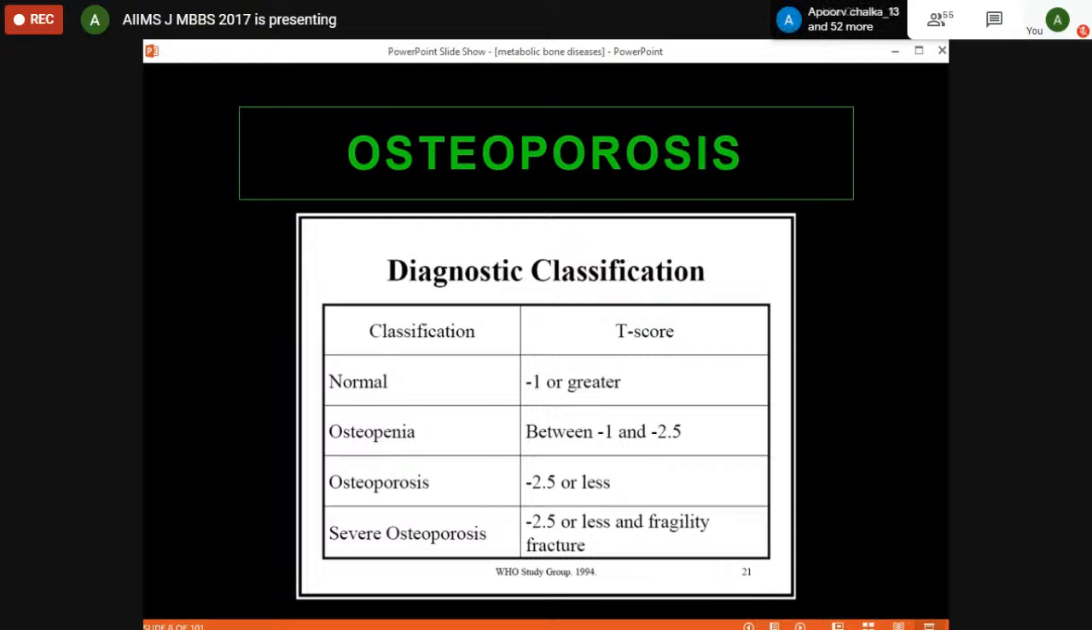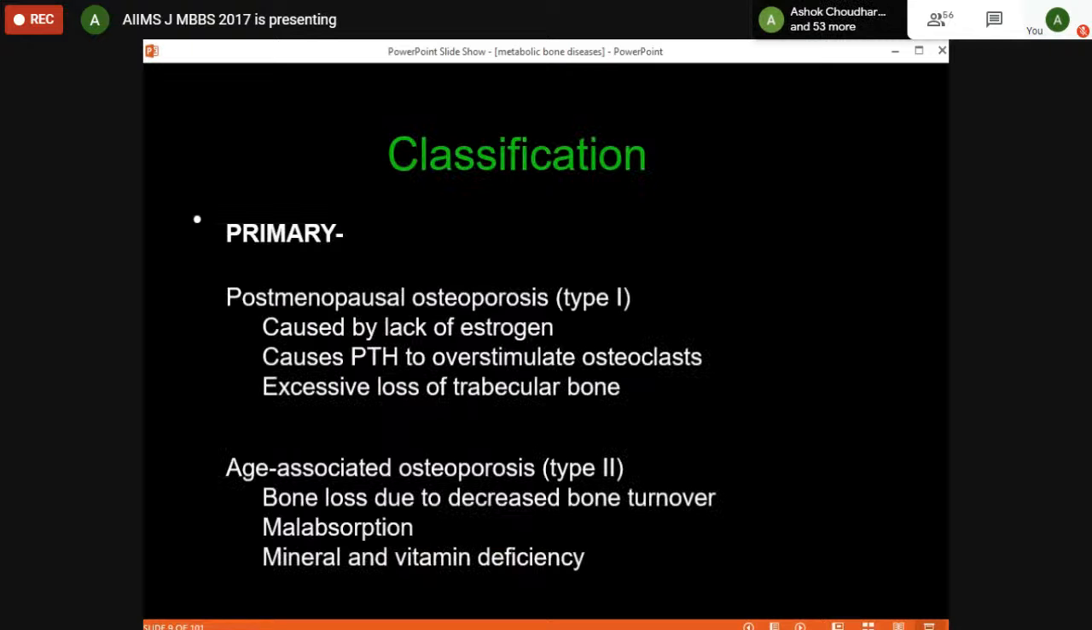Here you can see the classification. This is the T-score. Usually in normal bones, the T-score is between 0 and -1. In osteopenic bone, it is between -1 and -2.5. In osteoporosis, it is less than -2.5. And in severe osteoporosis, less than -2.5 plus a fragility fracture. So that is the classification.